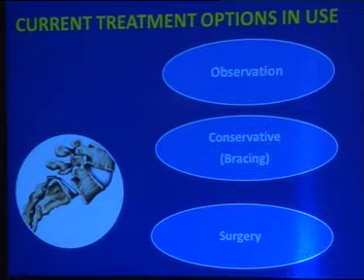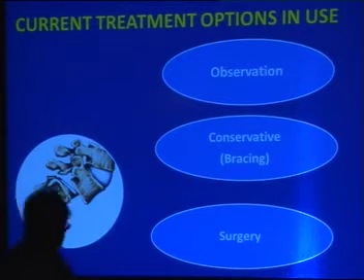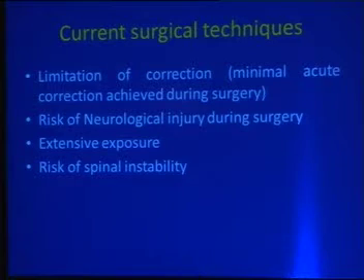The current treatment options in use in any spinal pathology are either observation, conservative treatment, or surgery. With the current surgical techniques, sometimes there is a limitation of correction, only minimal acute correction achieved during surgery, when the correction has to be big. There is always a risk of neurological injury during the surgery. Exposure is sometimes extensive, and there is always a risk of spinal instability.